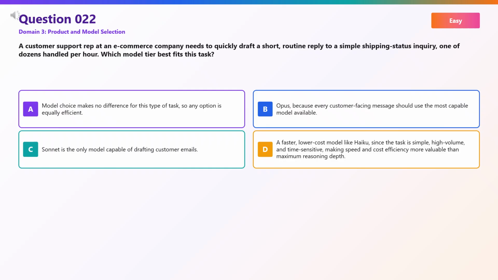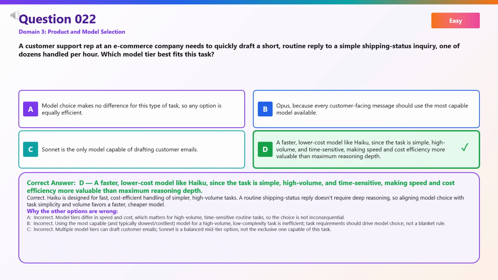The correct answer is D, a faster, lower-cost model like Haiku, since the task is simple, high volume, and time-sensitive, making speed and cost efficiency more valuable than maximum reasoning depth. Haiku is designed for fast, cost-efficient handling of simpler, high-volume tasks. A routine shipping status reply doesn't require deep reasoning, so aligning model choice with task simplicity and volume favors a faster, cheaper model. Now, why the other options are wrong?